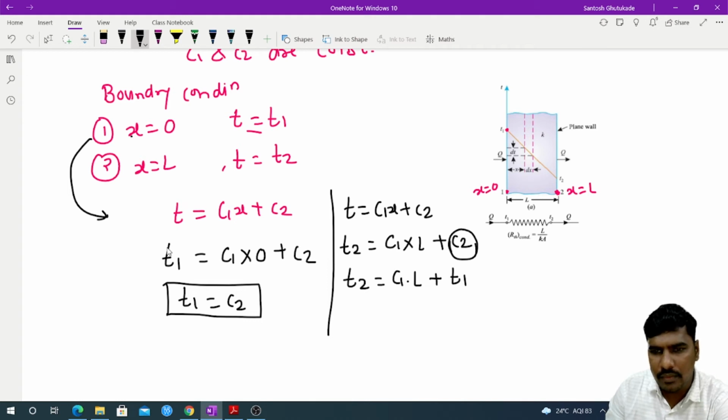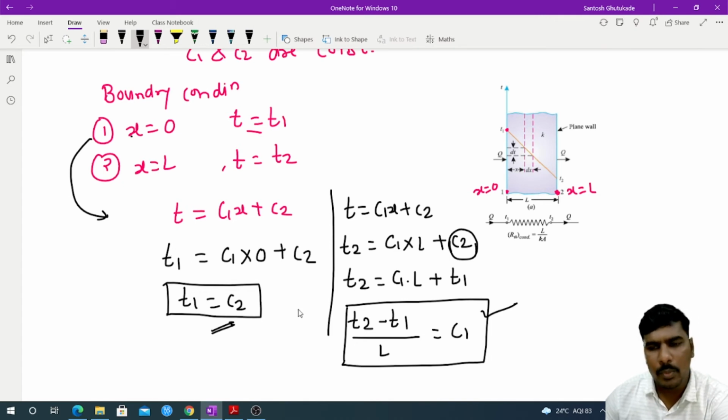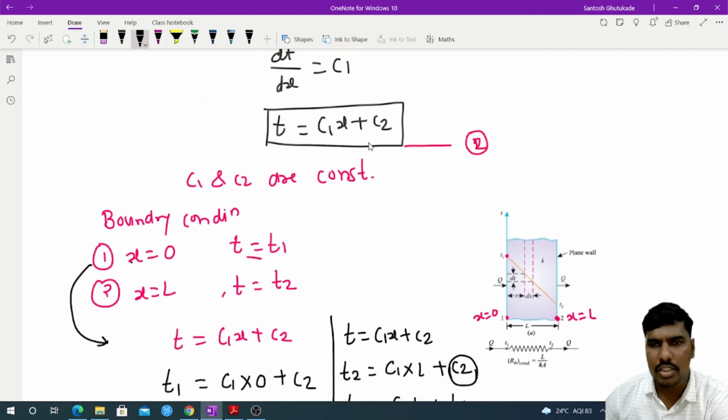So I will rearrange this equation. T2 taking toward this side, so T2 minus T1, and L taking this side, so divided by L is equal to C1. So here we got the values of C1 and C2. After putting the second boundary condition we got the value of C1, and from the first boundary condition we got the value of C2. We will put these values again in the temperature distribution equation, that is equation number 2.